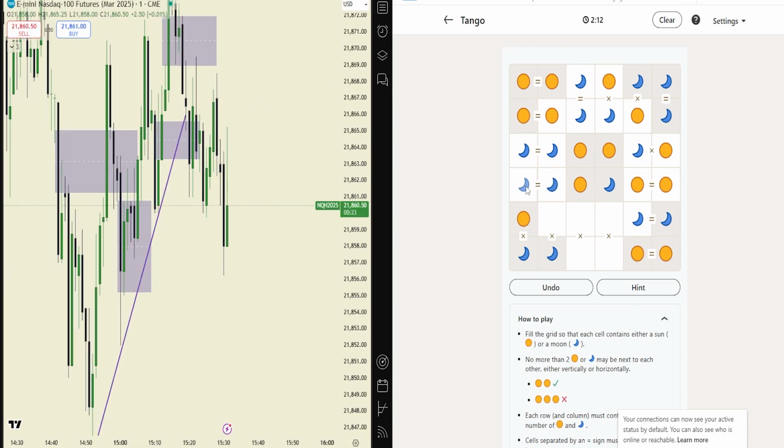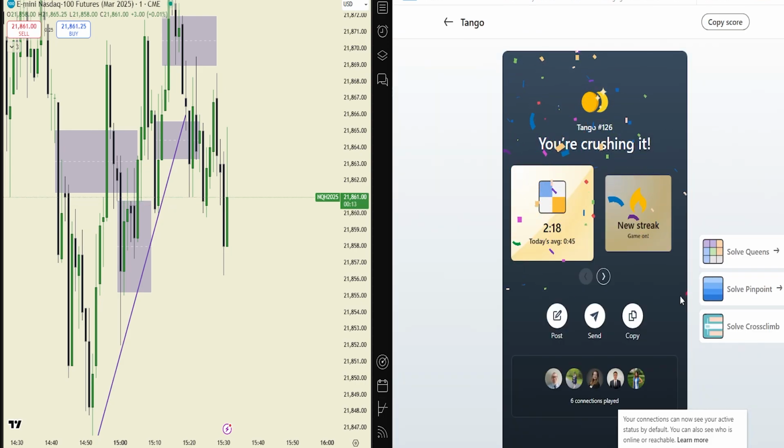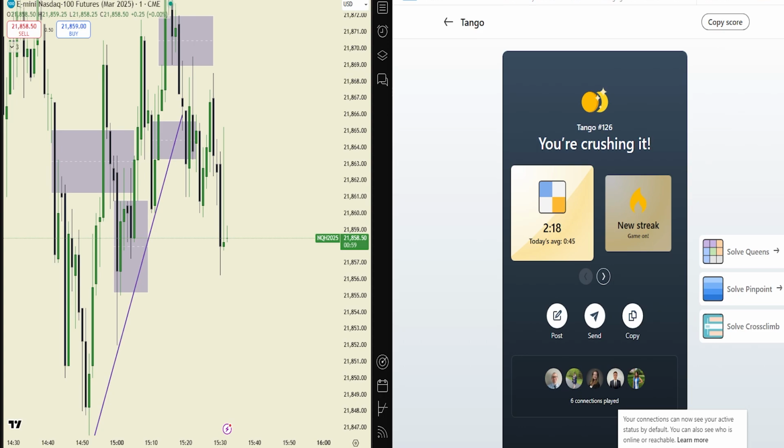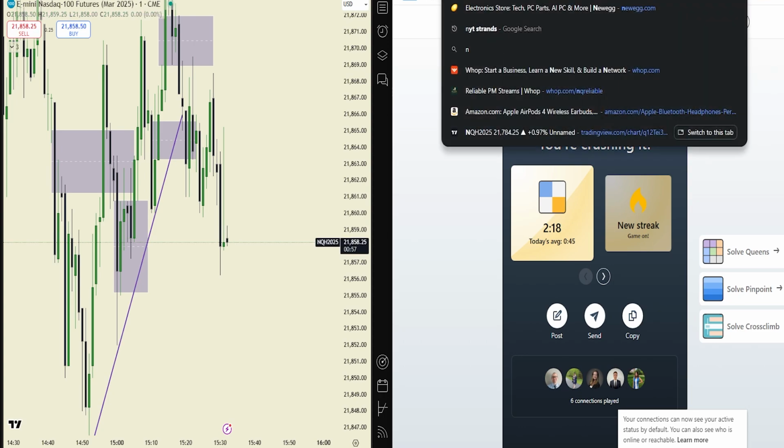These all have to be moons. This has to be a sun. This has to be a moon, sun, moon, sun. There we go. That just doesn't make any sense why they would do that.